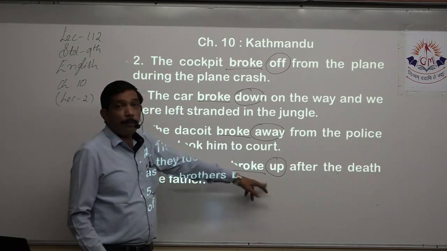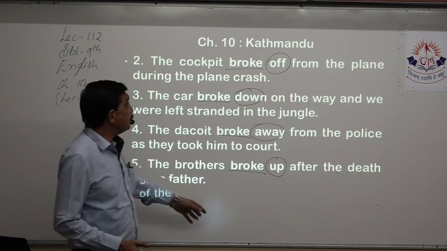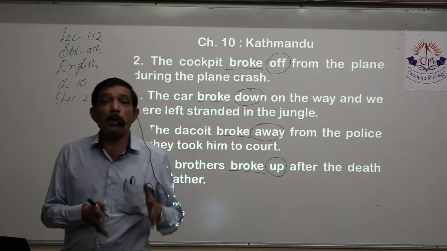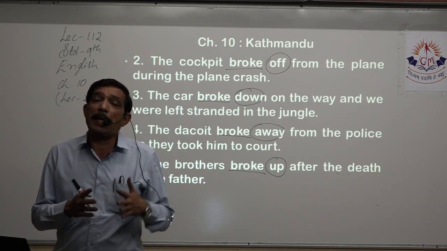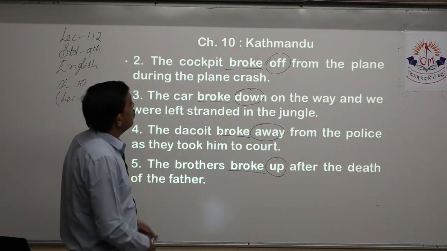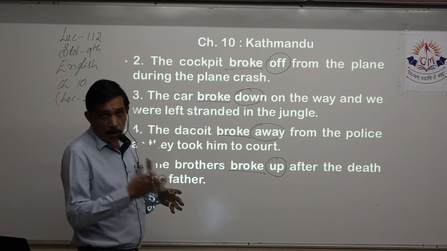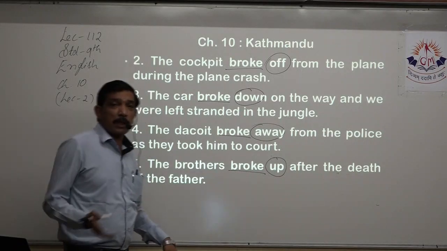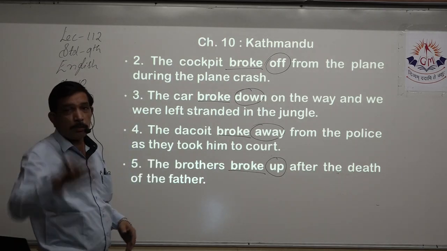So here broke up means now they separated. Yes, they are brothers, but they don't live together, that is the meaning. Here broke off, broke up, broke down, broke away, so we see the verb remains the same, that is broke, whereas the preposition keeps on changing and an entirely new meaning comes out of it, right? So, the cockpit broke off, it got separated with force. The car broke down, that means it stopped functioning. The dacoit broke away from the police as they took him to the court. As they were taking him to the court, the dacoit found a chance, maybe pushed the policeman, jumped the wall and ran away.